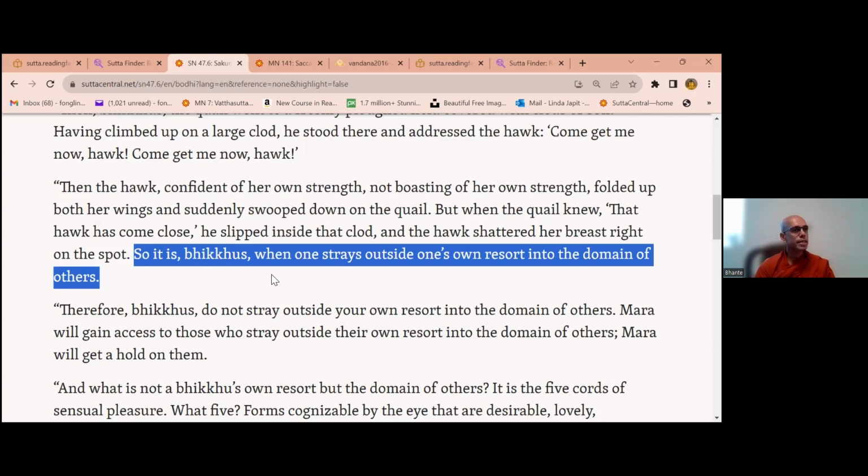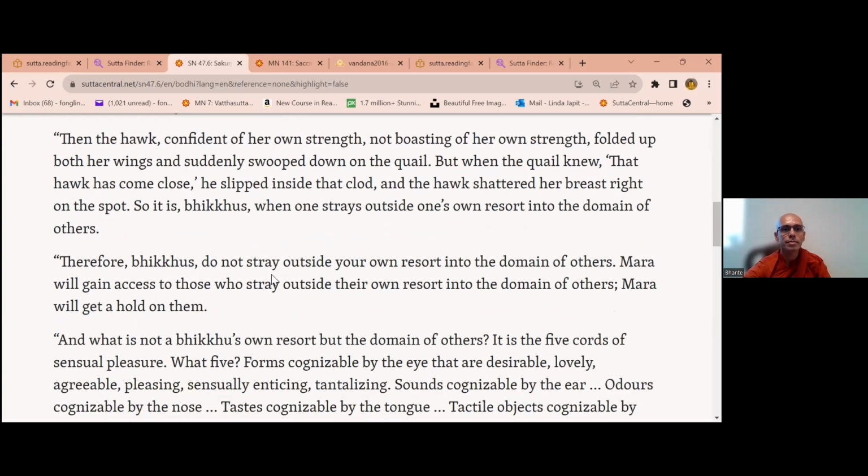So if we are staying outside of our own domain, we are not safe. What do you say? We are not safe. That's not your father's home. That's not your own safe place. You are outside of your control and your safety.